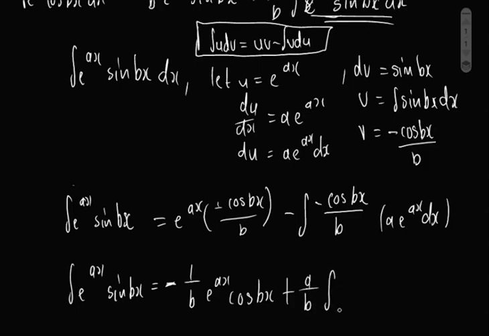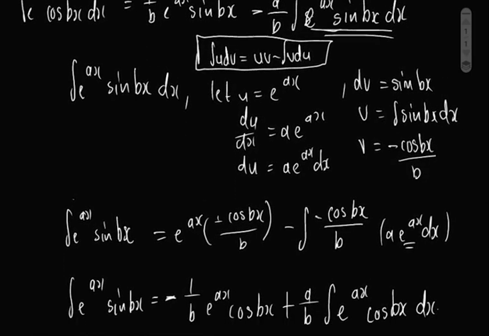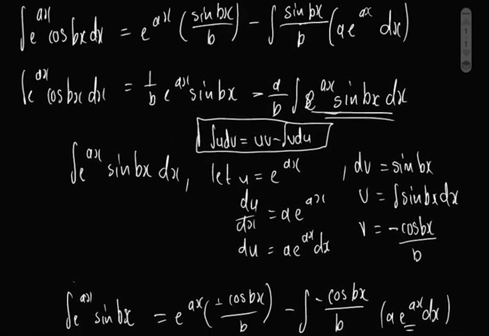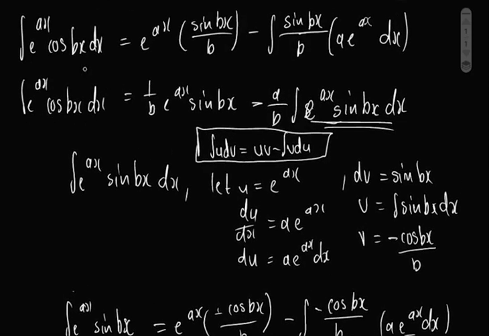A over b, the integral of, we can start with e to the ax, this one, then we write the cos bx with respect to x. Okay? That's what this is. And if you see something, this is e to the ax cos bx with respect to x, which is the same as what we are actually looking for.